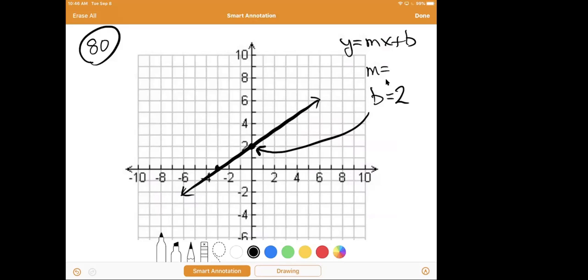Now, let me ask you this question. The slope of this line, is it going to be positive or negative? Negative. Are you sure? It's positive. It's going to be positive, right? Because the line is going up from left to right. So it's going to be a positive number. You don't have to put a positive sign, but I'm going to put a positive just to remind myself.